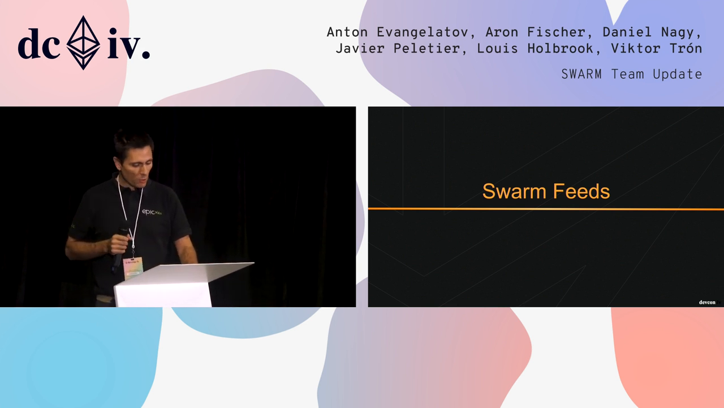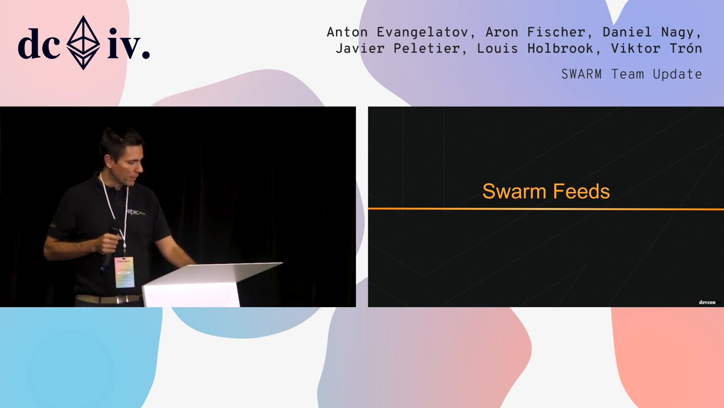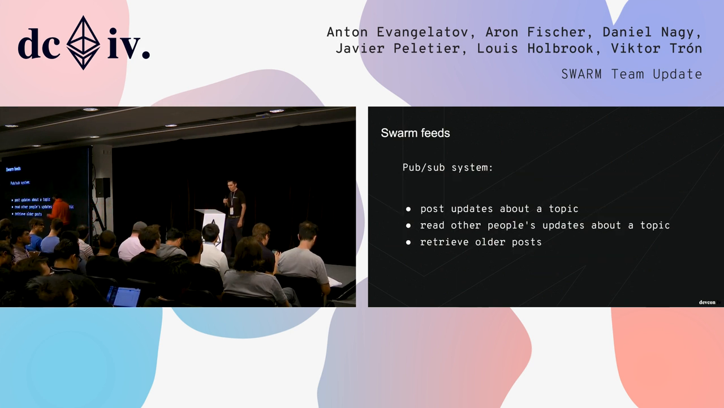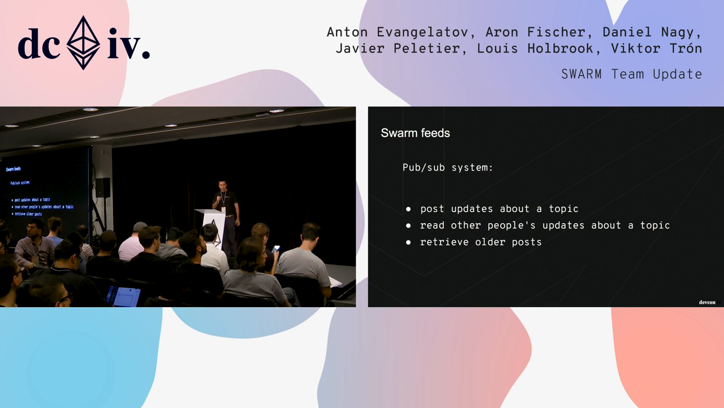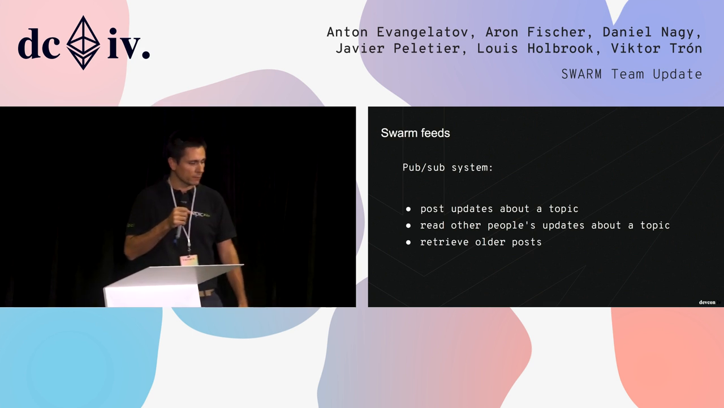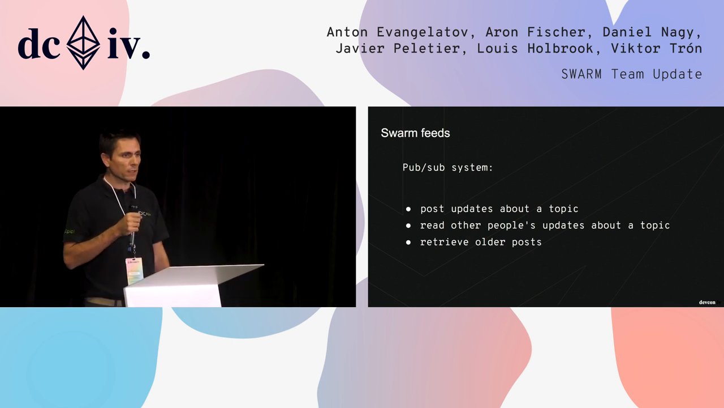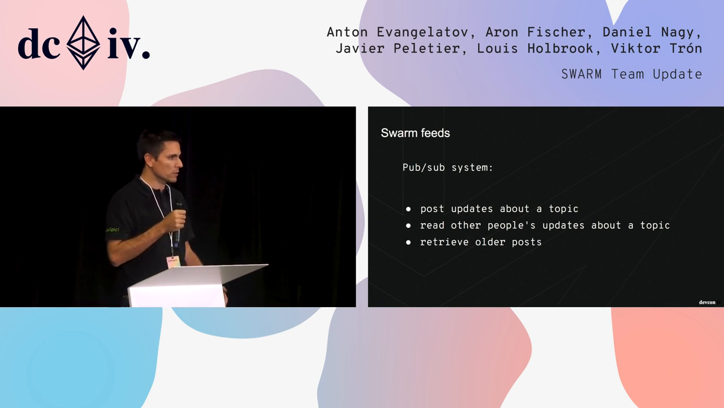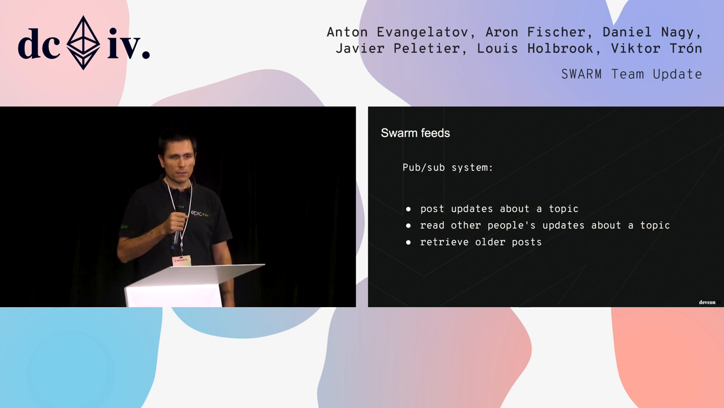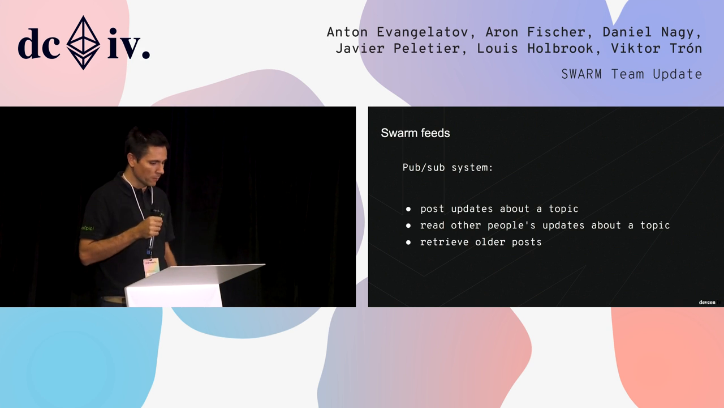So what are Swarm Feeds in a nutshell? As a summary, it's a way to update content in Swarm. It's a publisher-subscriber system where you can post updates about a topic and also read others' updates about that topic. And you can also retrieve all their values for those posts. And you can do all of that without any single blockchain transaction.